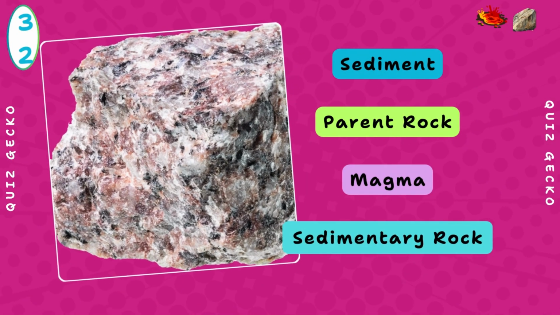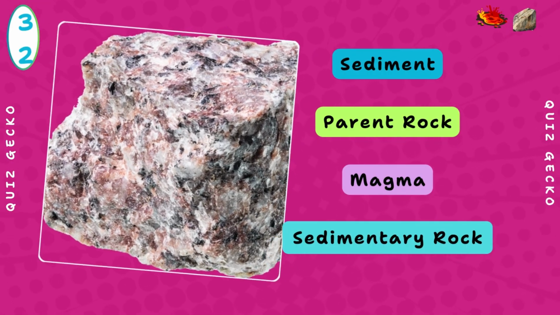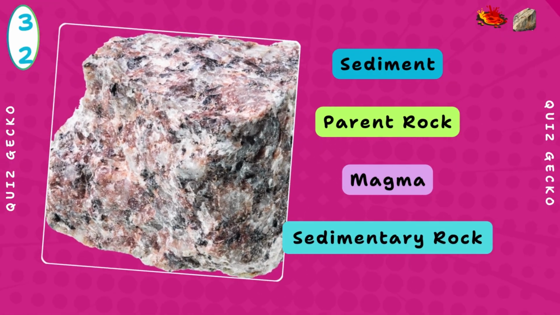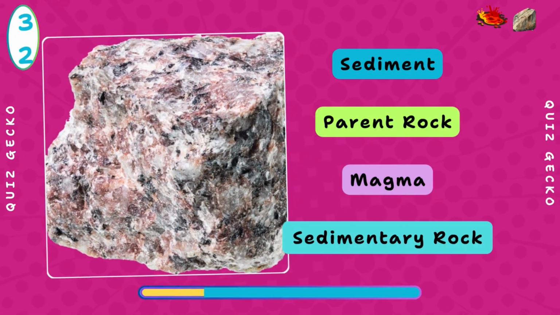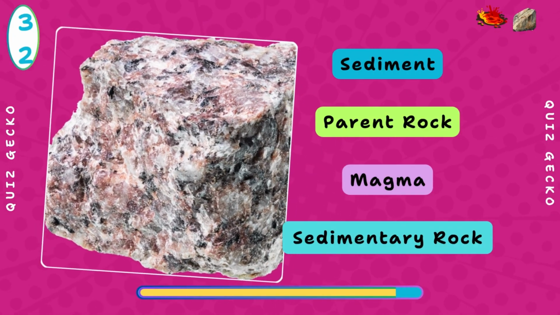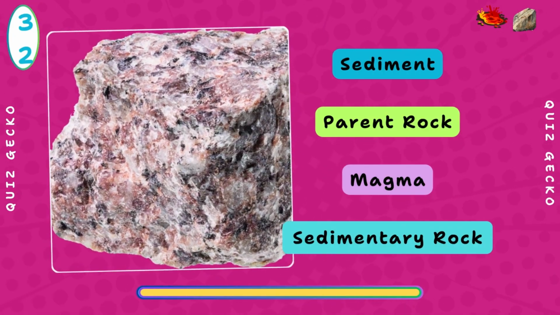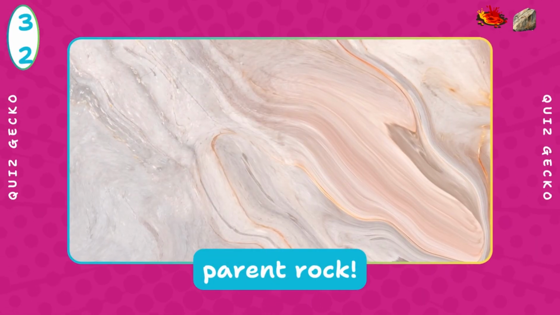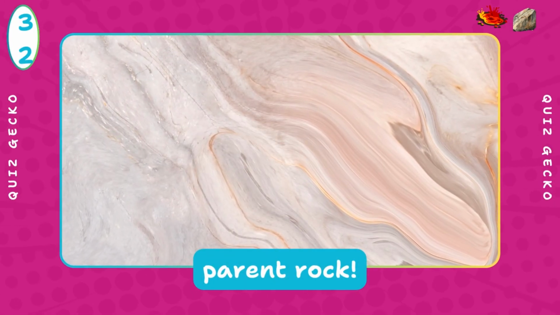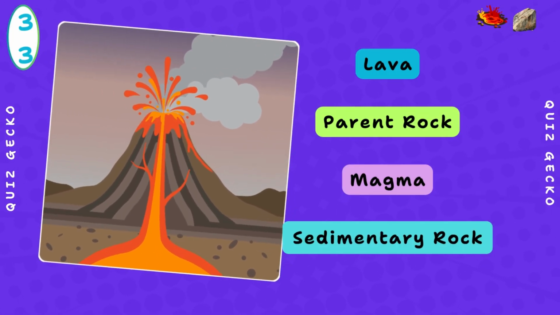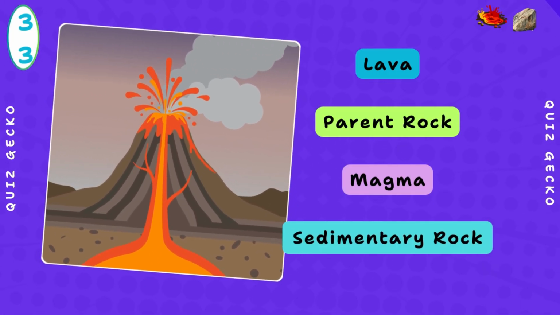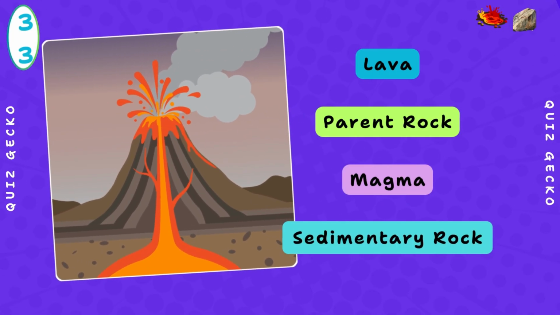What is the term for the original rock from which a metamorphic rock forms? Sediment, parent rock, magma, sedimentary rock. Good job, just keep it going. Parent rock. What is the term for molten rock beneath the Earth's surface? Lava, parent rock, magma, sedimentary rock.